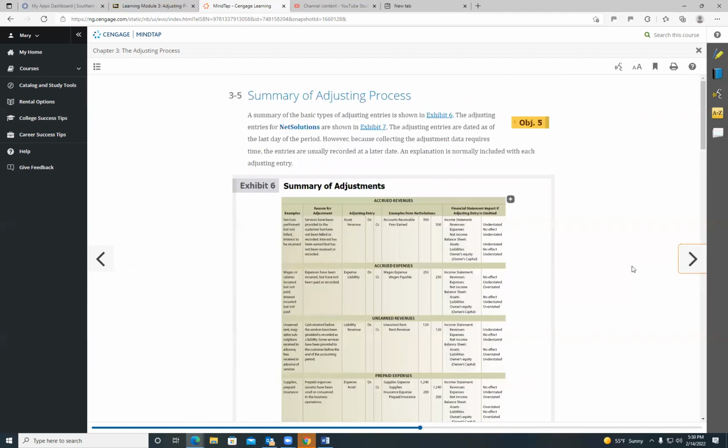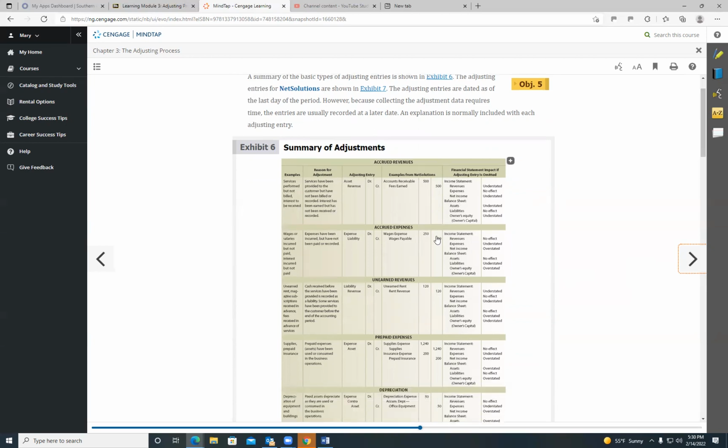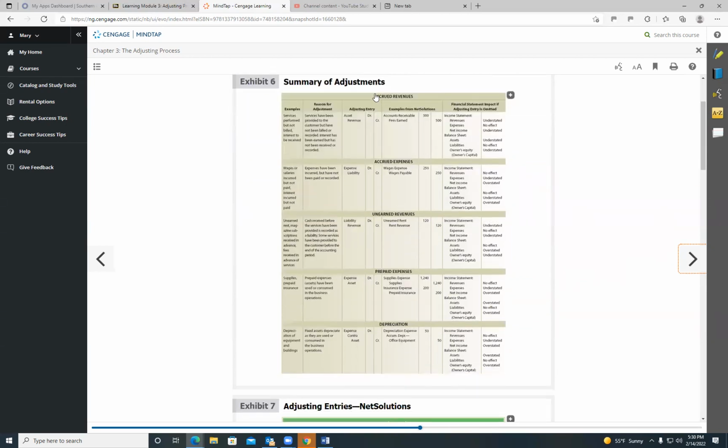All right, so let's do a quick summary of the adjusting process. So we have right here in this exhibit examples of accrued revenues, accrued expenses, unearned revenues, prepaid expenses, and depreciation. These are all examples of typical adjusting entries that would occur at the end of an accounting period. And that accounting period, again, could be monthly, quarterly, or annually.